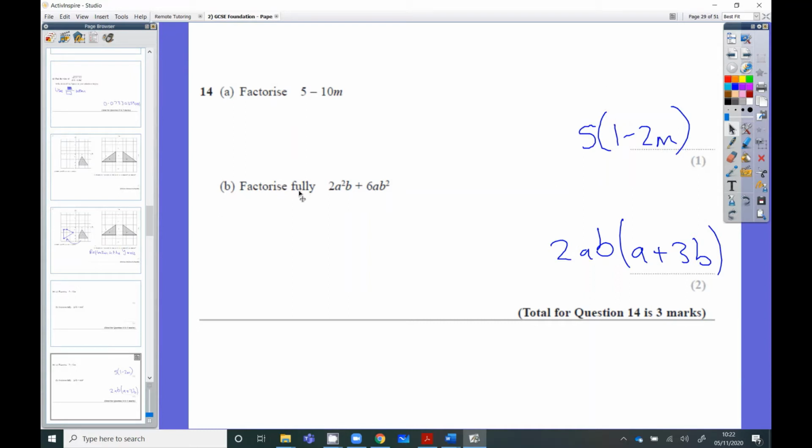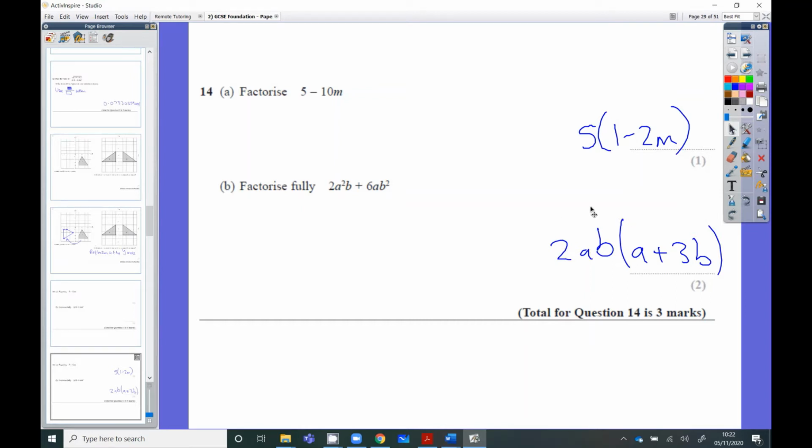Now for part B, factorise fully, so focus on the word fully. This means there's going to be more than one component coming outside the bracket. So work your way across. What's the highest common factor of 2 and 6? Well, that's 2. What's the highest common factor of a squared and a? Well, that's a. What's the highest common factor of b and b squared? Well, that's b. So all three components come outside the bracket and open up your bracket.